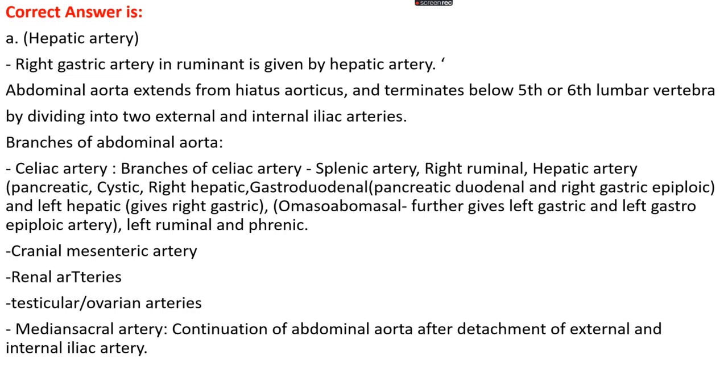The celiac artery is the largest branch of the abdominal aorta. The branches of the celiac artery mainly include the splenic artery, right ruminal artery, and hepatic artery, which further gives branches: the pancreatic artery, cystic artery, right hepatic, and gastroduodenal, which also has two branches, the pancreaticoduodenal and right gastroepiploic. And there's the left hepatic artery, which gives the right gastric artery, and there is the abomasal artery, which further gives the left gastric and left gastroepiploic artery, and there's the left ruminal and phrenic artery. Okay.